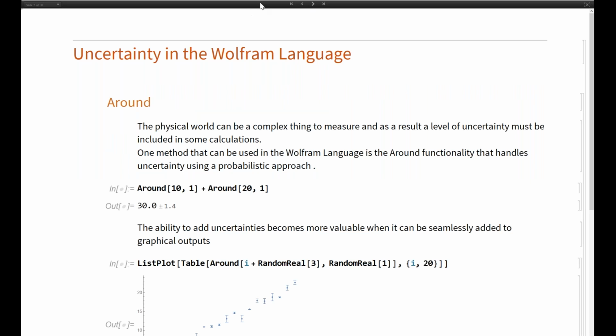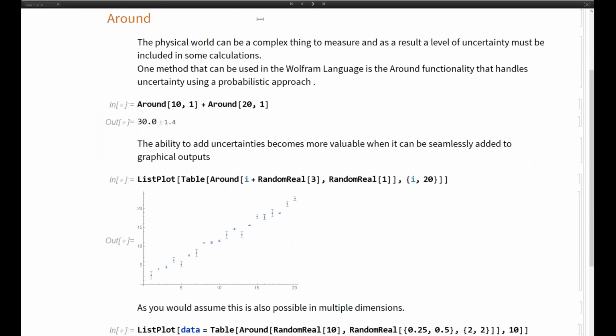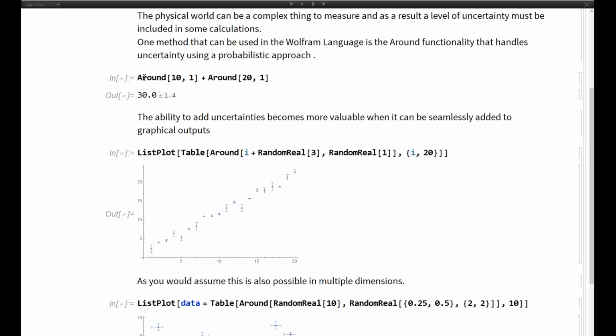Along with precision comes uncertainty, I would say, in which case measuring things in the physical world is never exact. I would love it to be, but there's always a measure of uncertainty with all physical measurements, and we have 2 ways of handling this. We have the more recent addition, which is a better handling called Around, which handles everything on a statistical approach, which is why when you ask for the addition of 10 with an Around of 1, and 20 with an Around of 1, instead of getting 30 plus or minus 2, you get 30 plus or minus 1.4. It's more of a statistical approach.